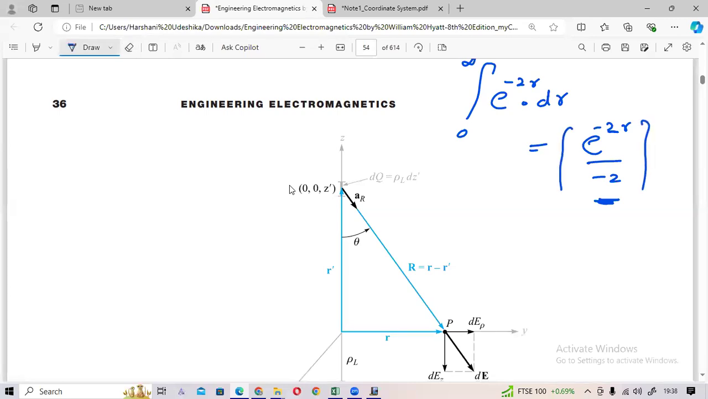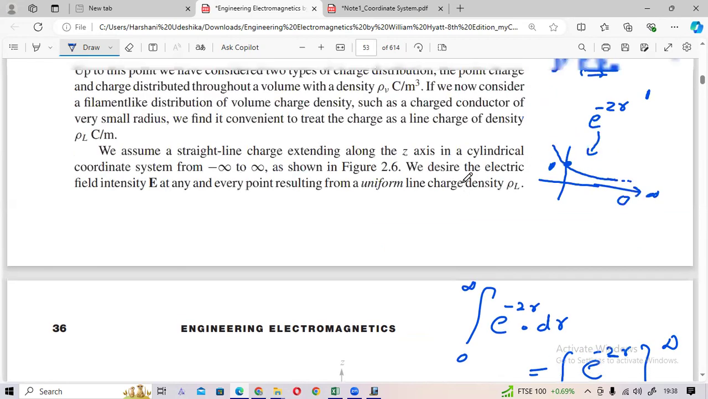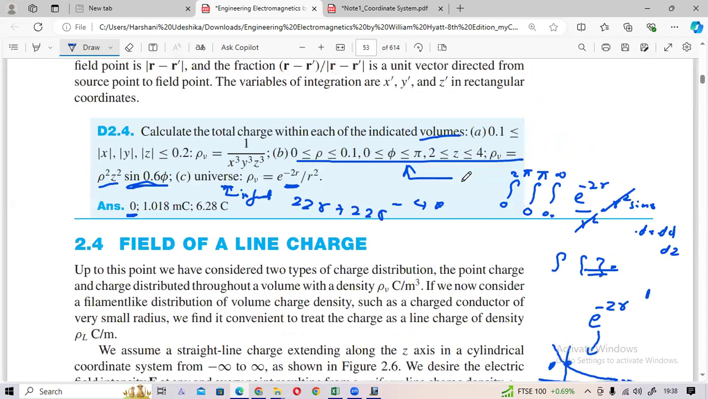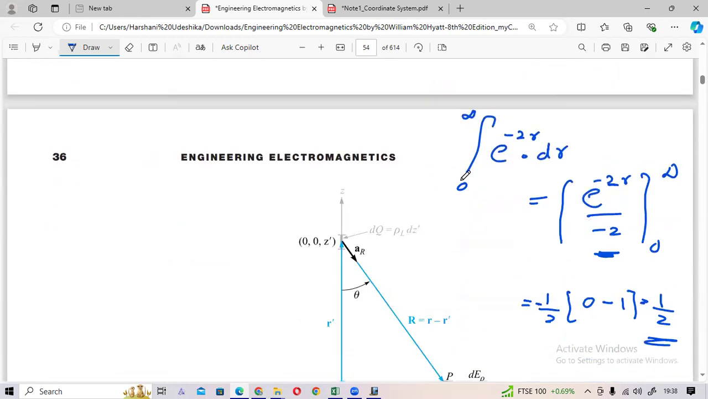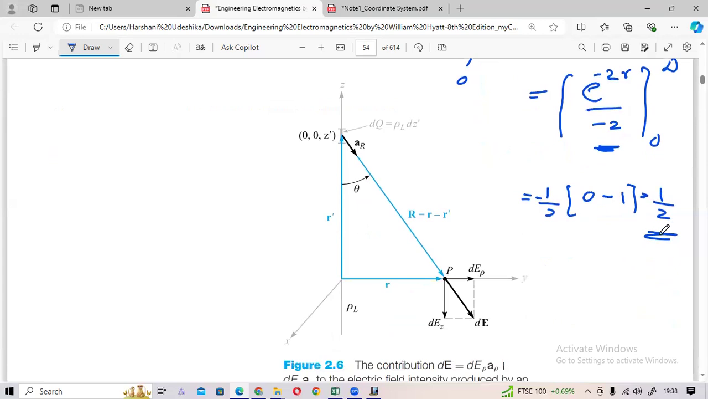So this is from 0 to infinity. So what is the value? So minus half is there. E to the power minus infinity means 0, minus 1. So you will have half. Correct? You will have half here. Okay, you will have half here, no?